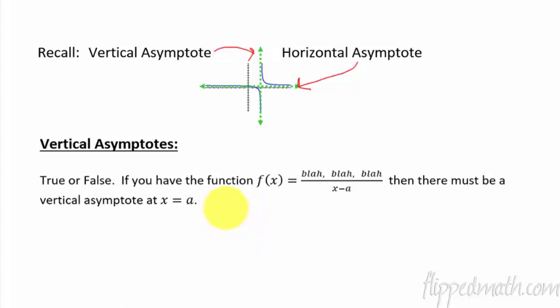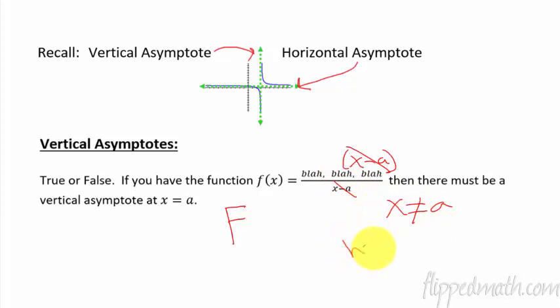The answer is false. And the reason is because just because you have x minus a, it's true that x cannot equal a for the domain, whatever that number is. If this is a 3, then x cannot equal 3. But it's possible that there is a factor of x minus a in the top. You remember this? And if it factors and cancels, that's not a vertical asymptote.